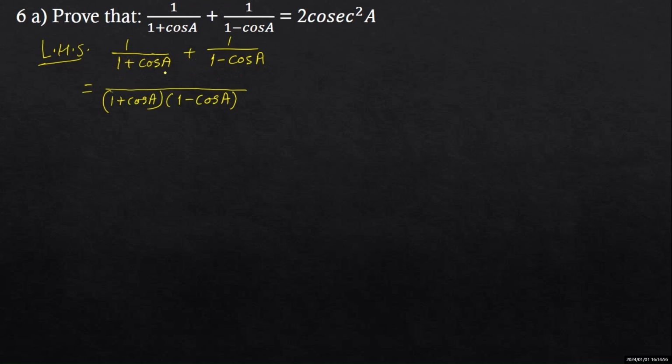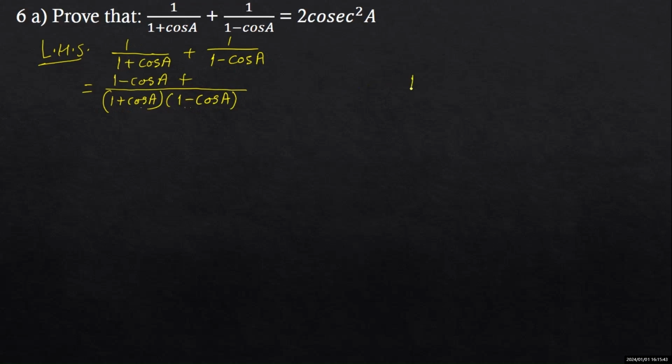After taking LCM, we should divide this LCM by the first denominator, then 1 plus cos A and 1 plus cos A will be cancelled and it will remain 1 minus cos A. 1 minus cos A into 1 is 1 minus cos A only. Plus, similarly, we should divide this LCM by the second denominator, 1 minus cos A. Both of them will be cancelled and there will remain 1 plus cos A. I hope you have understood.